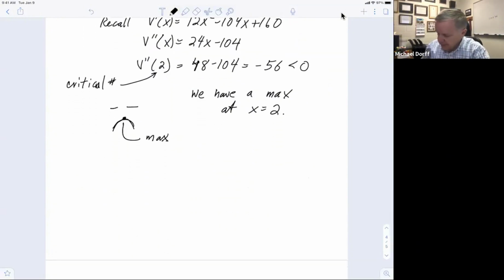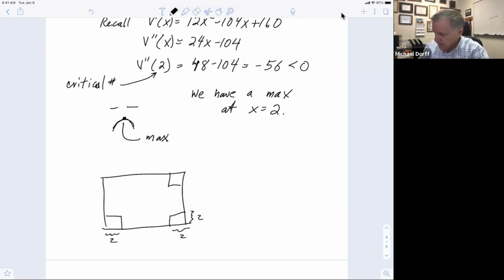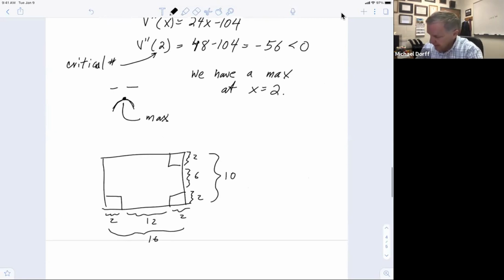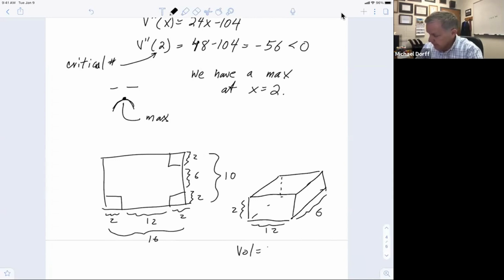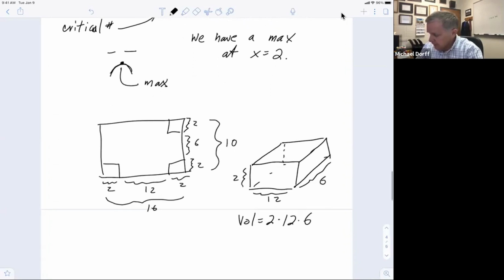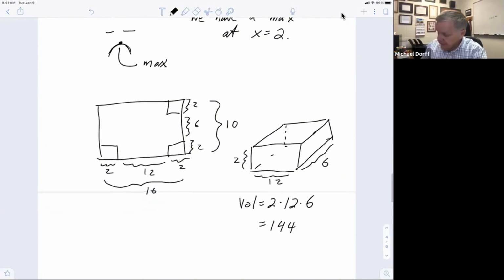And again, if we look at that, here's my cardboard piece. I'm now cutting out a part of 2 here, 2 here, 2 here, and 2 here. So this length is going to be 6 because the whole length was 10. And this length here is going to be 12 because the original whole length was 16. So now I have a box where the height is 2, and the base is 12 by 6, and the volume is 2 times 12 times 6, which is 144. So the final answer is x equals 2 is what I should cut out.